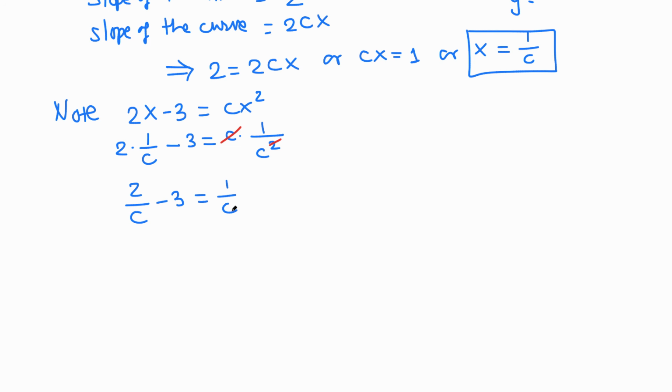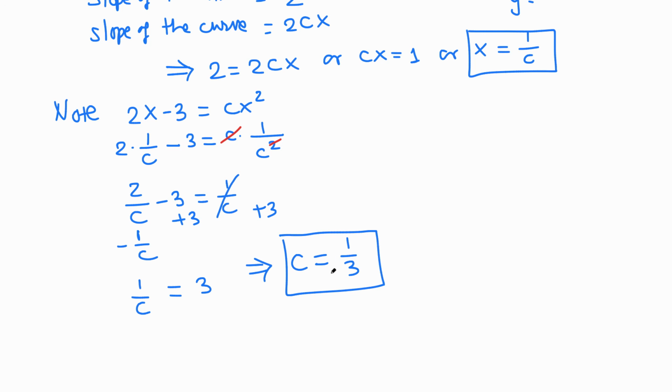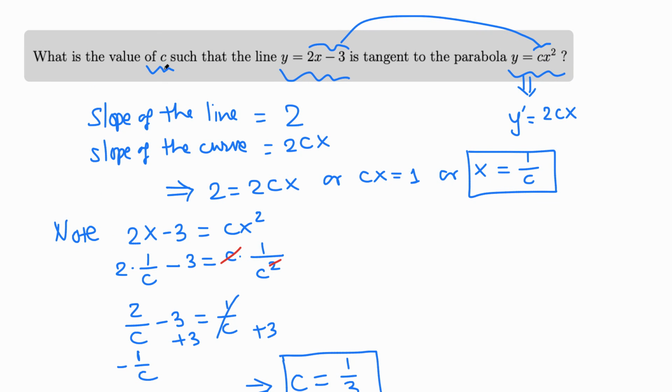Let's subtract 1 over c from both sides, so 2 over c minus 1 over c, and add 3 to both sides. 2 over c minus 1 over c is just 1 over c, which equals 3. Now we can cross multiply, and that gives us c equals 1 over 3. So c equals 1 over 3, and that's what we are asked here.